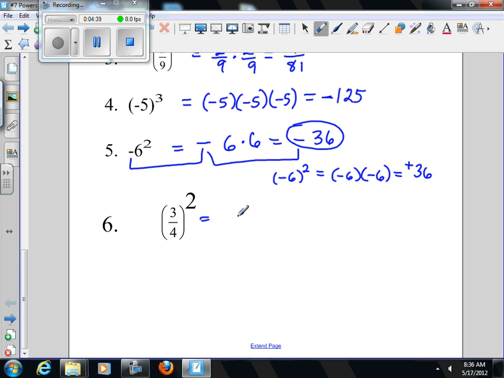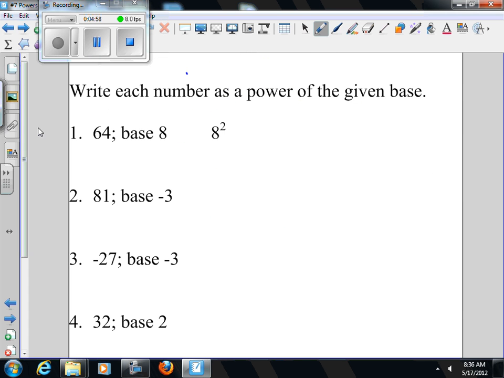Okay, so let's take a look. We have 3/4 to the second power. So that's 3/4 times 3/4. We can't cancel anything. So 3 times 3 is 9, 4 times 4 is 16, and we get 9/16. Let's move on. It says write each number as a power of the given base. Now, basically what we're saying, you're given the number 64 and a base of 8. So we're saying 8 raised to what power gives us 64? This is what we're looking for, the exponent. Well, 8 raised to the second power gives us 64.